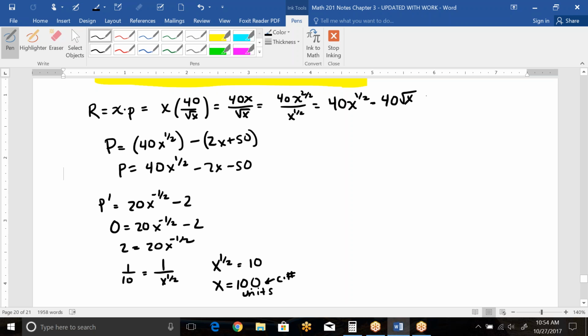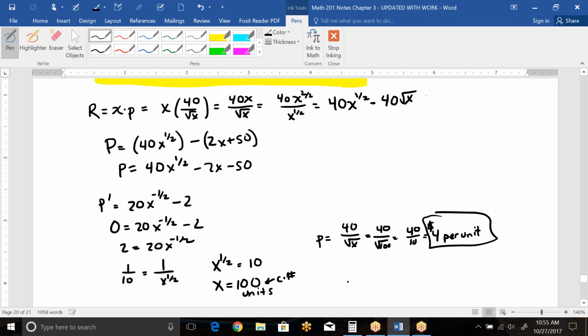But they actually asked us, when the profit is maximized, what is the average cost per unit? So there's a couple things I always do. I always go ahead and find the price. So P was 40 over the square root of x, which is 40 over the square root of 100, which is 40 over 10, or 4 per unit, so $4 per unit. So this is going to be our price at maximum profit.